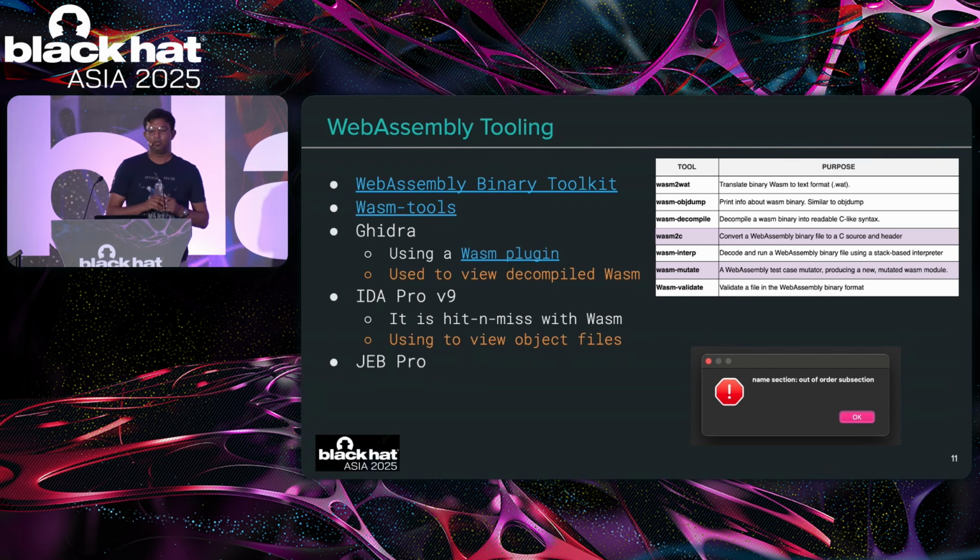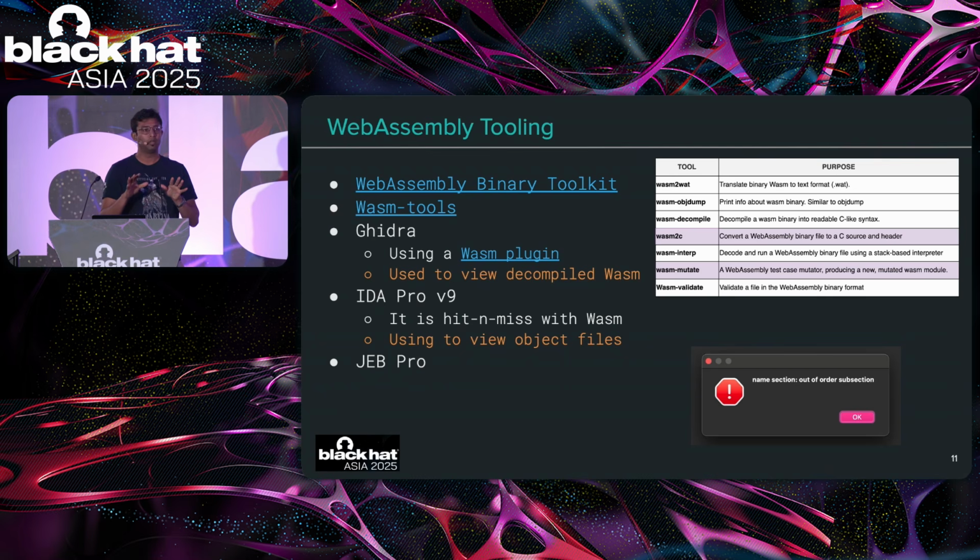In terms of tooling, we have two good projects. One is the binary toolkit and the other is the Wasm tools. It provides you most of the tooling which is required while you're dealing with WebAssembly. Some of them we have mentioned over here, like we are using Wasm to C and Wasm mutate a lot, and we will be showing you later on in the presentation as well.